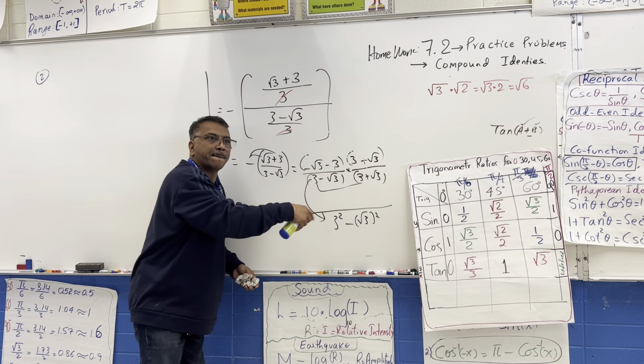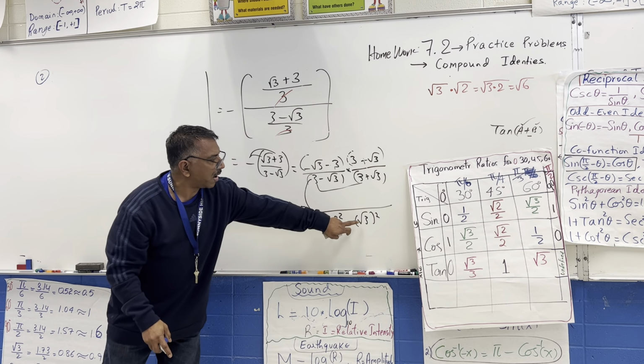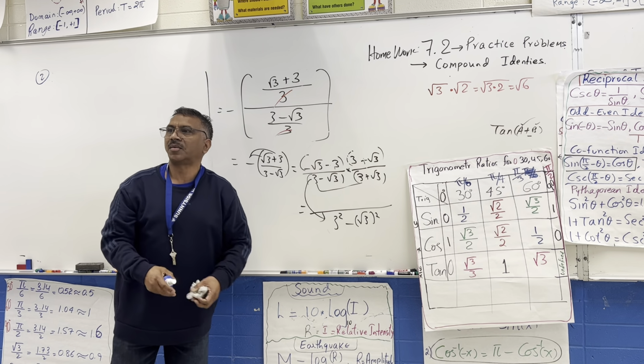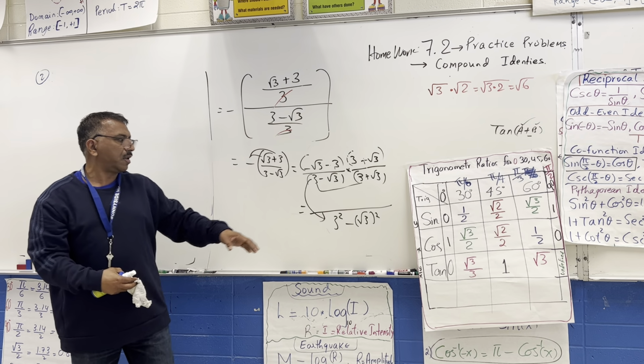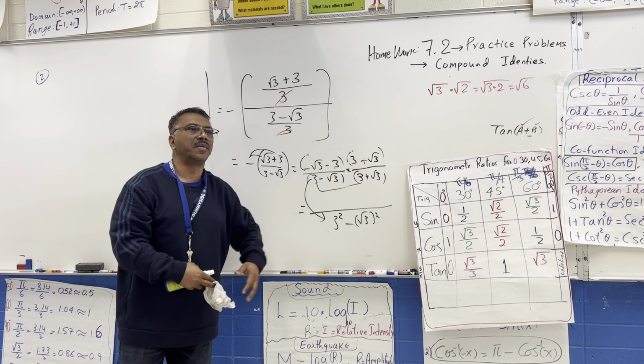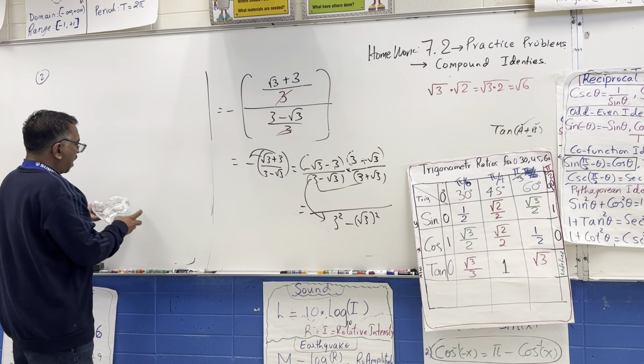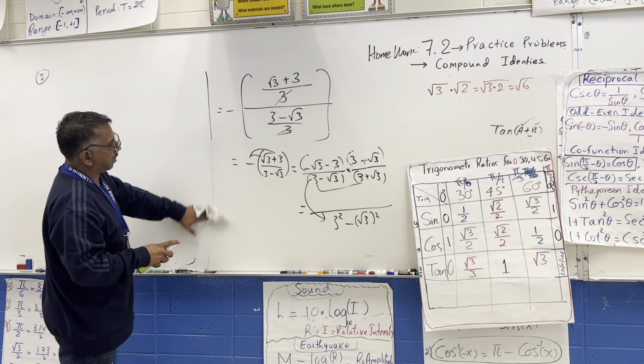You know what I mean? And the bottom one will be 9 minus, this root will cancel with the square, and it will be just a 3. 9 minus 3 will be 6. The bottom will be 6. I mean, you can do that at home, not now. Let's move on.